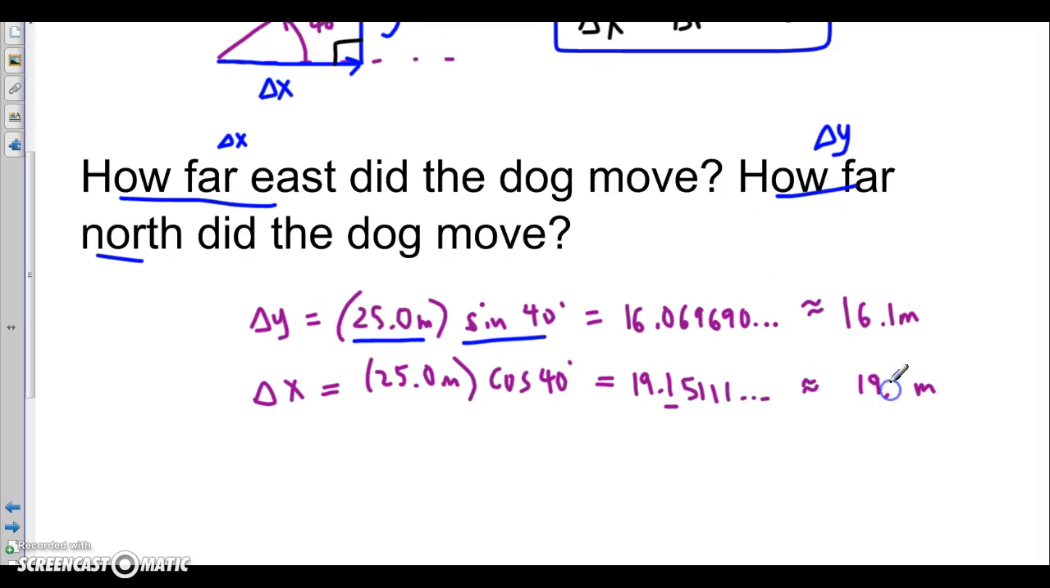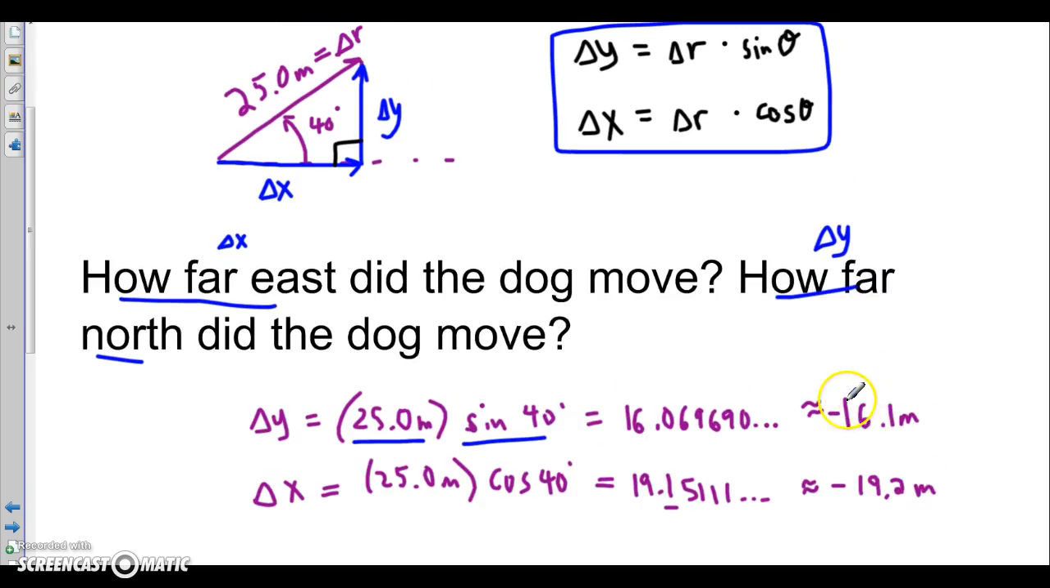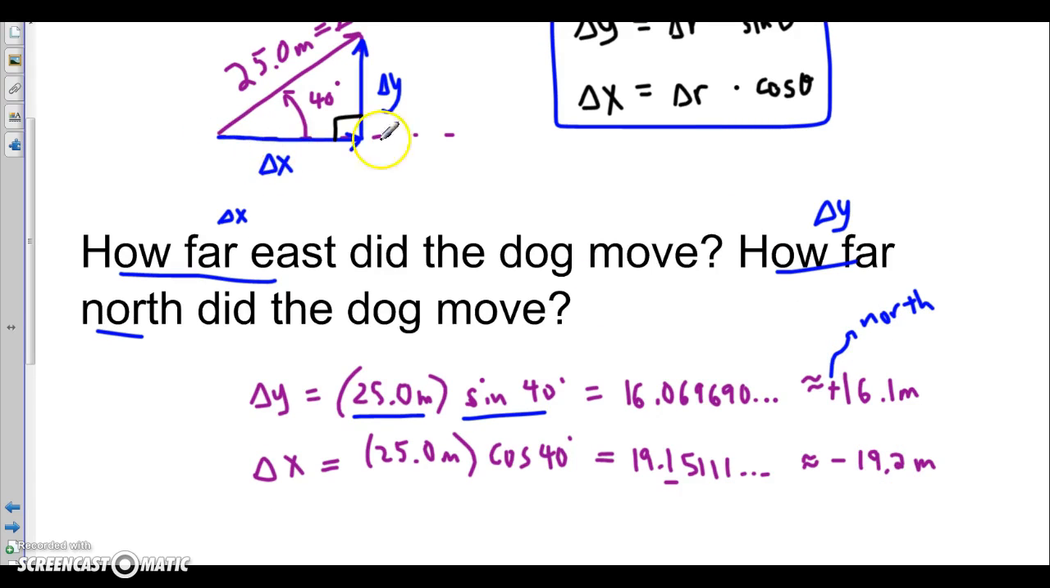Now, I've left a little space here because I want to put the signs. What's this one? Delta y is pointing up, north, that's positive. The positive here means to the north, or northward. And what about delta x? Delta x is also positive because it points east.